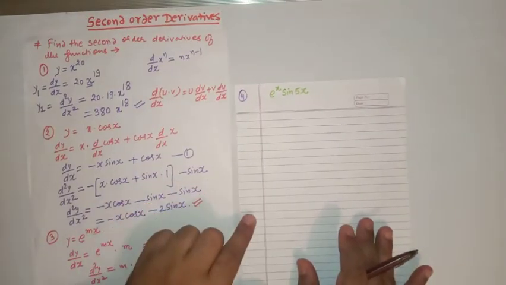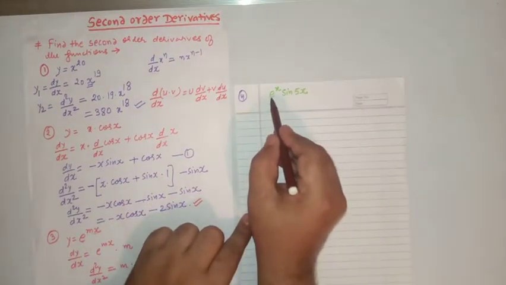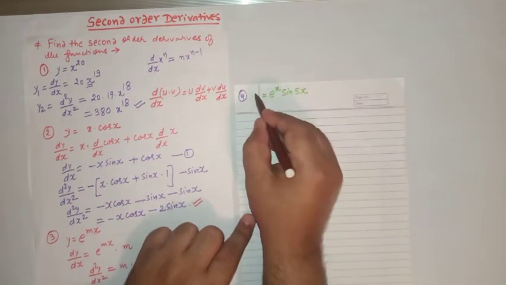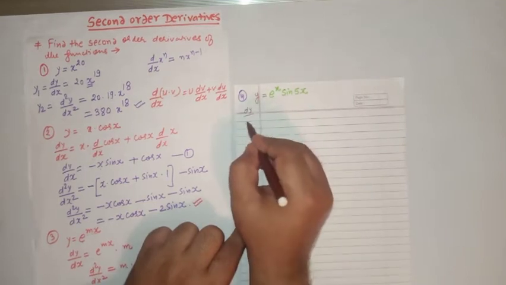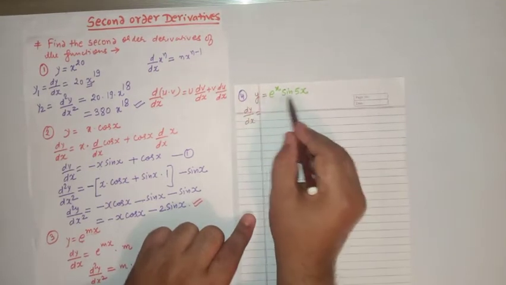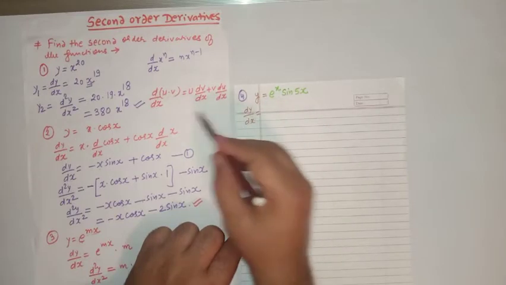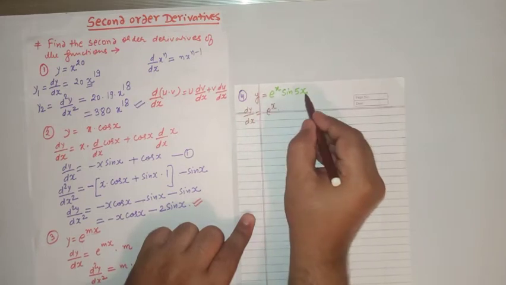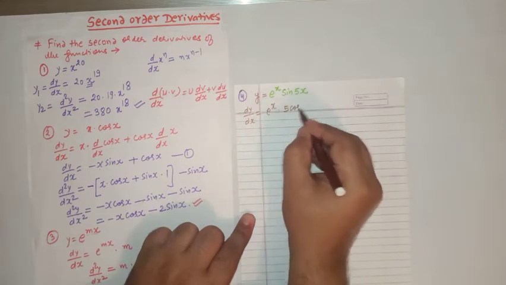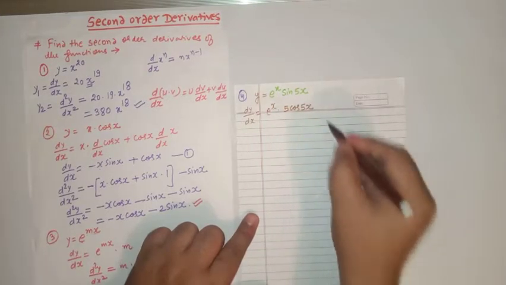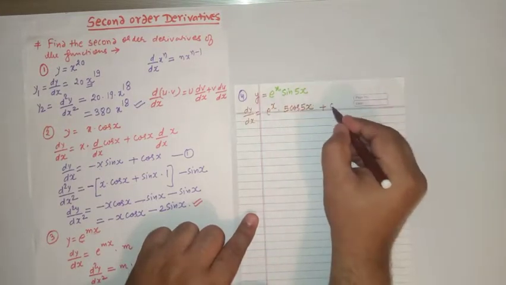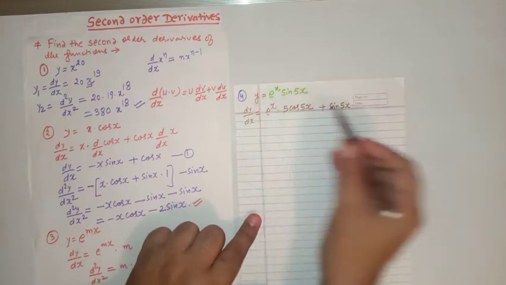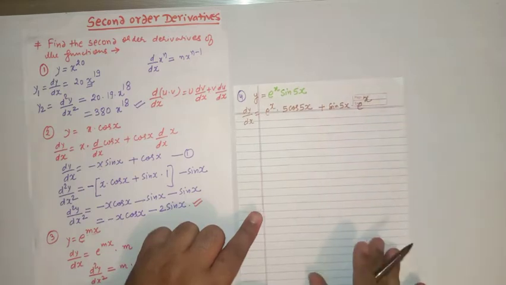Now viewers, let us take this problem. We have to find the second order derivative of e raised to x sine 5x. So let us take it as y. Now dy over dx, this is the product of two functions, so we'll apply this formula. So e raised to x, derivative of sine 5x is 5 cos 5x, right? Then we have sine 5x, and then we have the derivative of e raised to x, which is e raised to x.